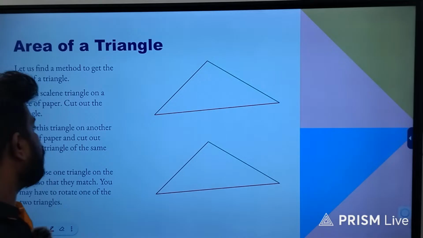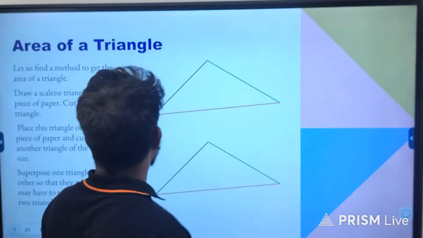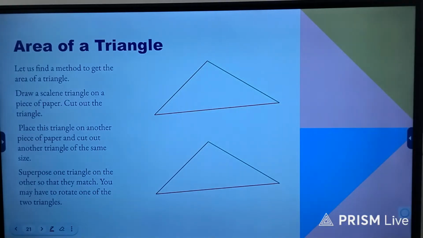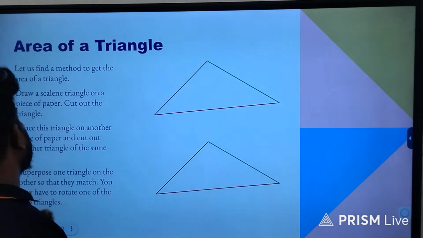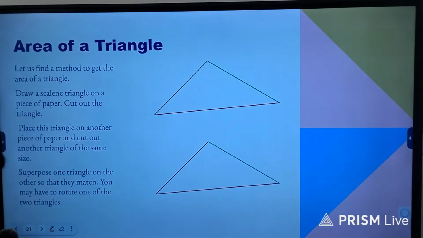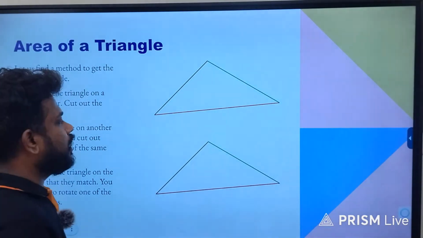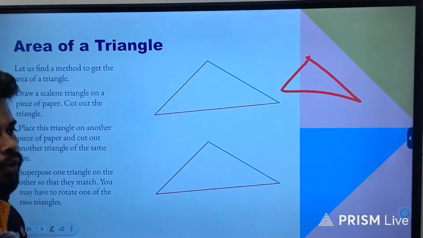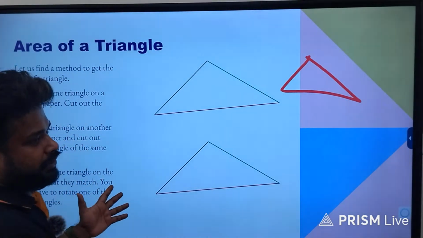Next, now we will go further and learn about the area of a triangle. That is, let us find a method to get the area of a triangle. Draw a scalene triangle, and for scalene triangles we know that all the sides are not equal. All the sides are different in measurement.